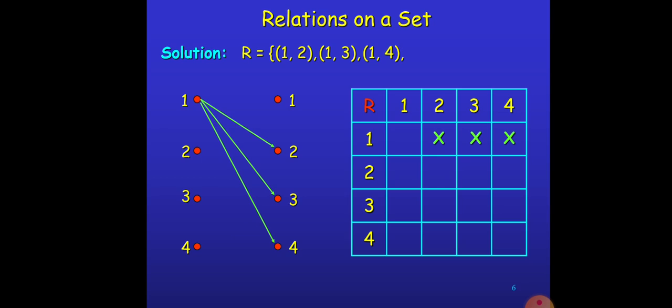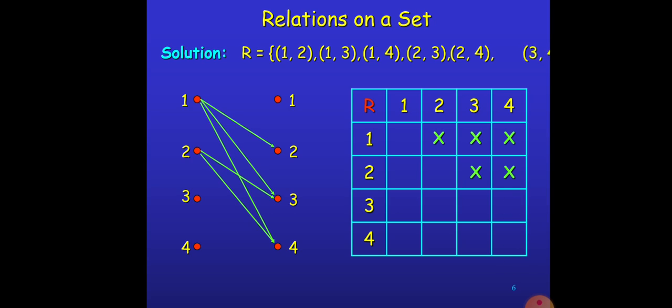Now 2 will be related to 3. Why? Because 2 is less than 3. 2 is neither less than 1 nor less than 2. So 2 and 3 will be related, and the ordered pair (2, 3) will belong to the relation set. Next, (2, 4) will also belong to the relation set, so it will be an ordered pair.